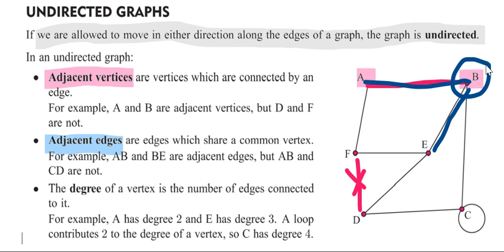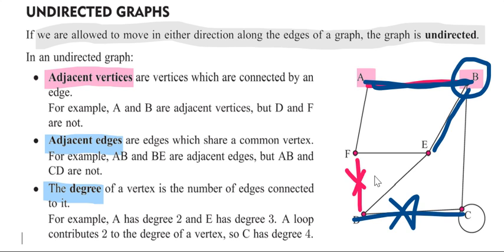But AB and CD are not, because they don't have the same particular vertex. They don't have a common vertex. The next one that we will be talking about is called the degree. The degree of a vertex is the number of edges it's connected to.